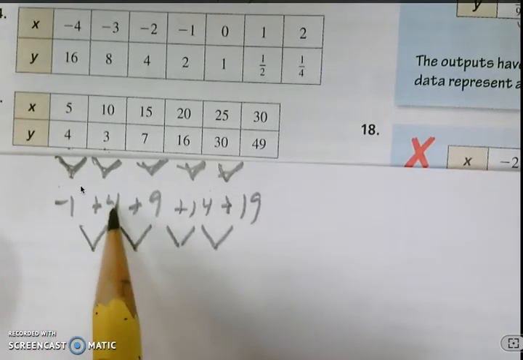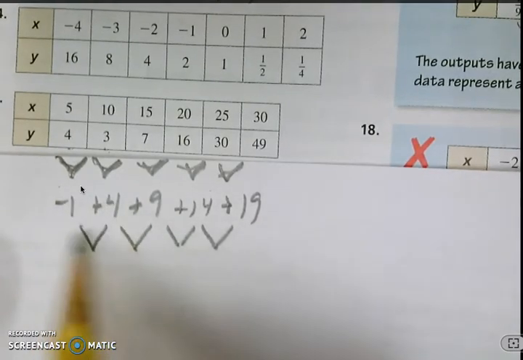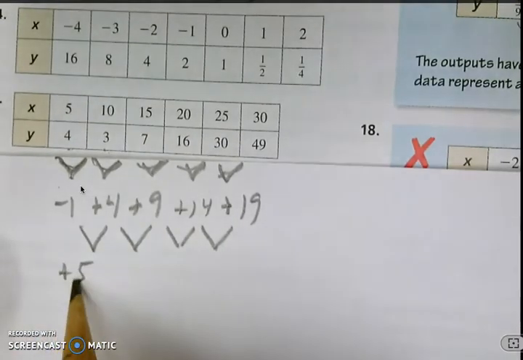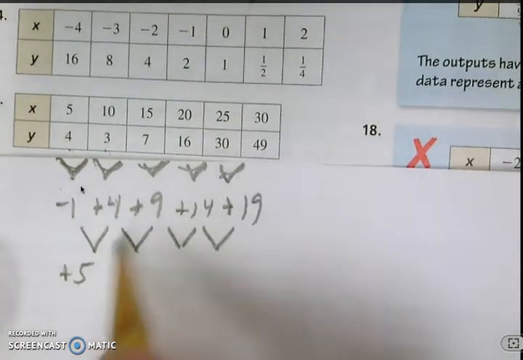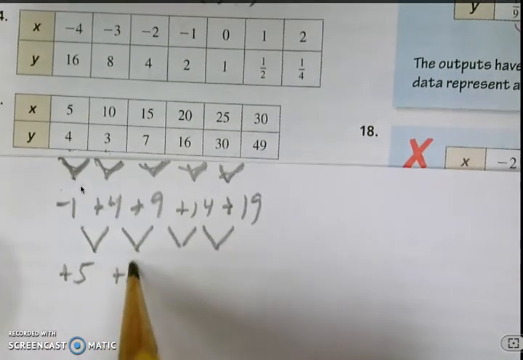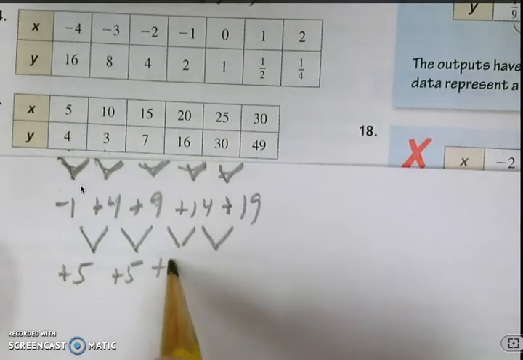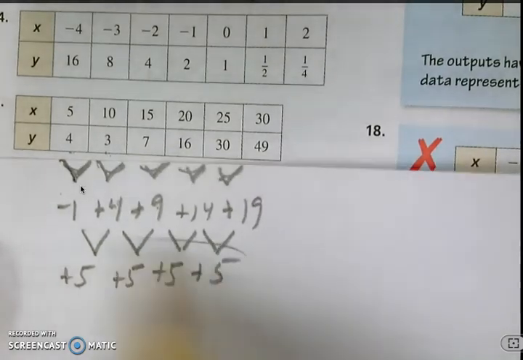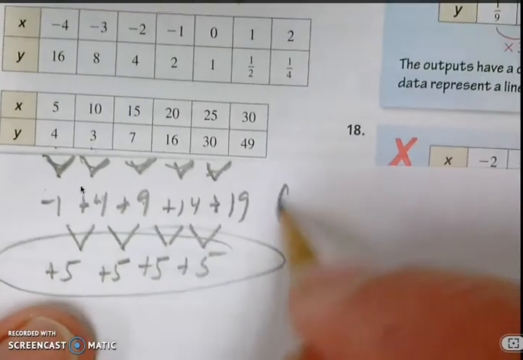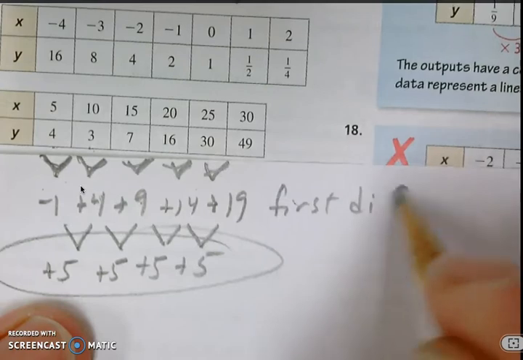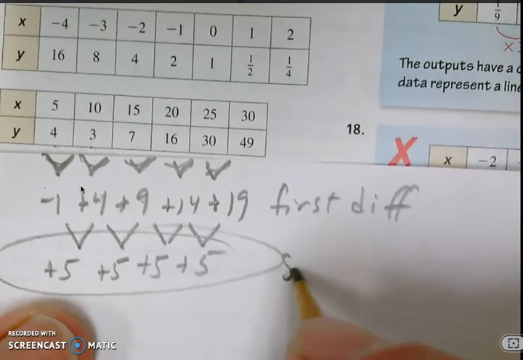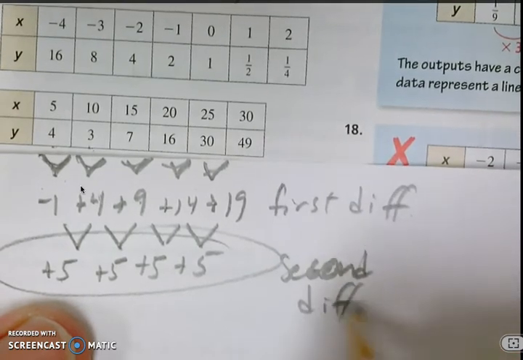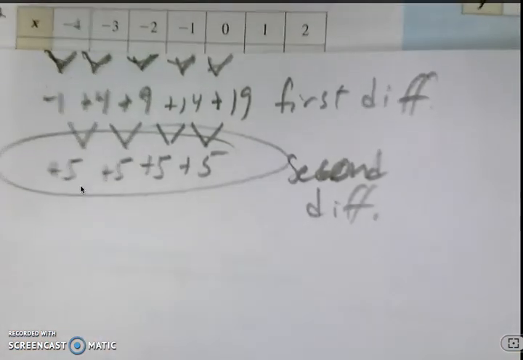Okay, -1 to +4. How would you change to get from there? You would add 5. -1 plus 5 would get you 4. From 4 to 9, 4 plus 5 would give you 9. 9 plus 5 would give you 14. 14 plus 5 would give you 19. So now we've got a commonality. This is the first differences. This is the second differences. Apologize for the ugly spelling there.